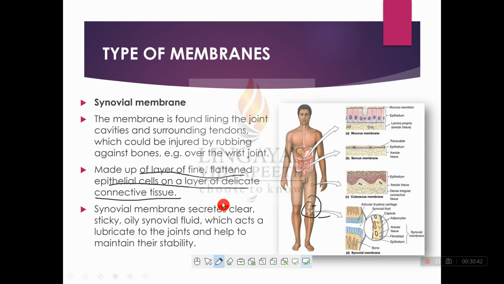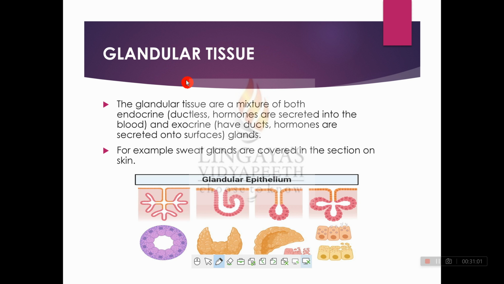It is made up of a layer of fine flattened epithelial cells on a layer of delicate connective tissue. It secretes a clear, sticky, oily synovial fluid which acts as a lubricant to the joints, which helps in maintaining their stability and removing the friction inside these joints.